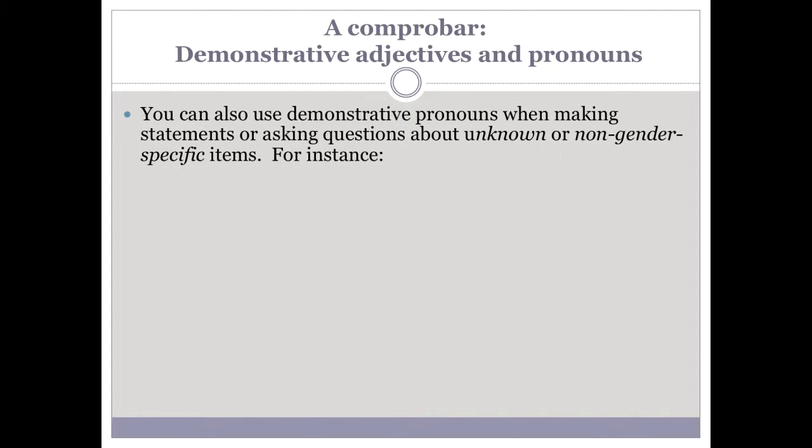Now you can also use demonstrative pronouns when making statements or asking questions about unknown or non-gender specific items. For instance, me gustan estos or esos. I like these or those. Now perhaps you're talking about things that you don't know, or ideas or concepts that really don't have a gender, masculine or feminine. Notice that we can say estos and esos.